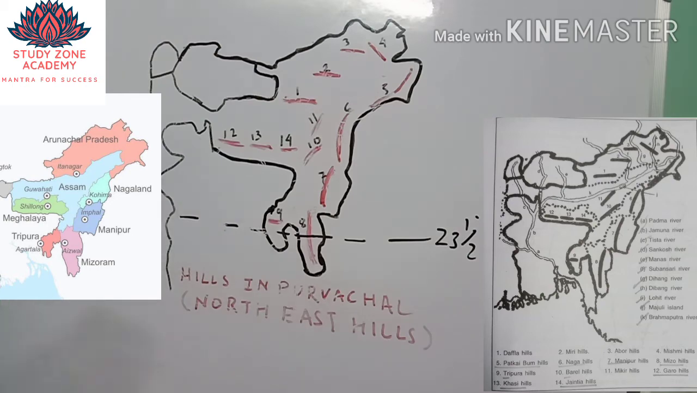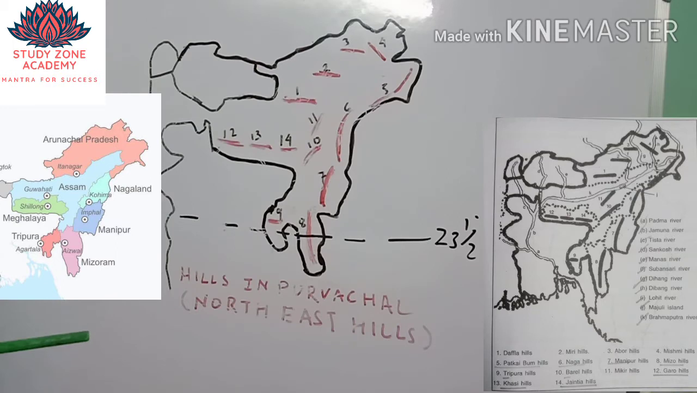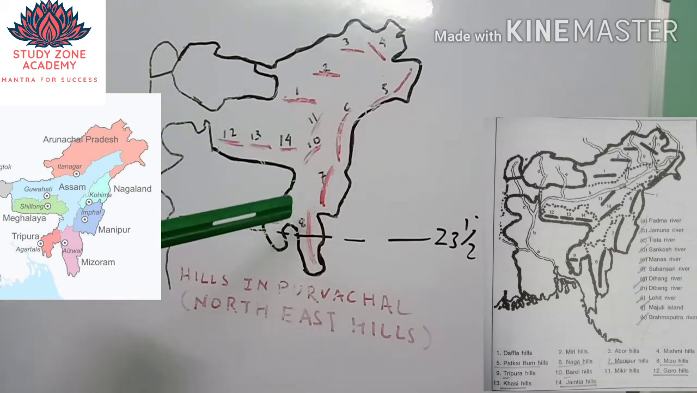Actually, these hills are part of the Himalayan mountain system, having their general alignment from north to south. They are known by different local names. In the north, they are known as the Patkai Bum. Then comes the Naga, then Manipur Hills, and after that, in the south, we are going to find the Mizo Hills, that is 8. The other name of Mizo Hills is the Lushai Hills.